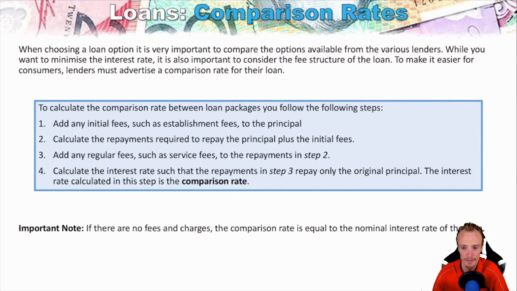Then we're going to calculate the repayments required to repay the principal plus the initial fees, the upfront costs of the loan. And then you're going to add any regular fees, such as service fees, monthly fees or whatever it is on your loan, to the repayments that you have to make, because you've got to include them in your repayments from step 2. And then finally, you can calculate the comparison rate by calculating the interest rate such that the repayments that you calculated in step 3 only repay the original principal. So that's something that we're going to go through.